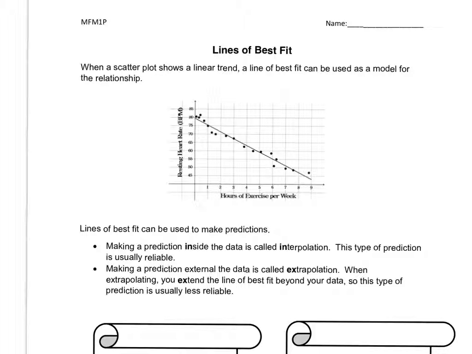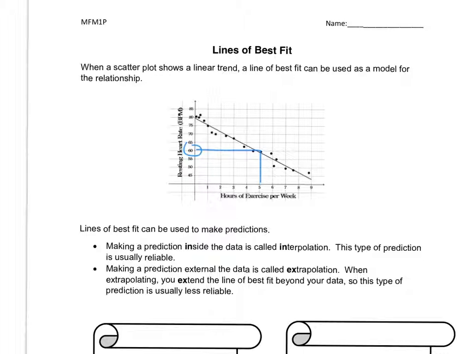There's two types of predictions. The first is called interpolation. This is when our prediction is inside the data collected. So in this example above, if I want to predict the resting heart rate when someone exercises 5 hours per week, I can just go up to the line and then go across and realize that it's about 60 beats per minute for 5 hours of exercise per week. 5 is inside the data collected. The data started at 0 hours per week and went up to 9 hours per week. So this is interpolation.